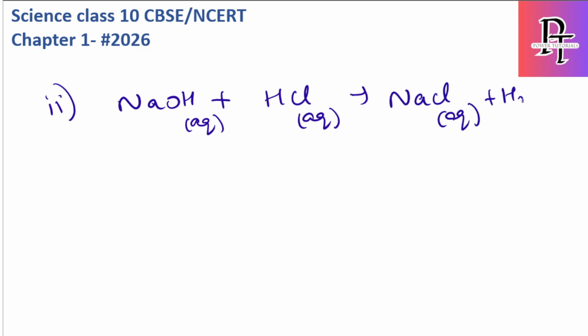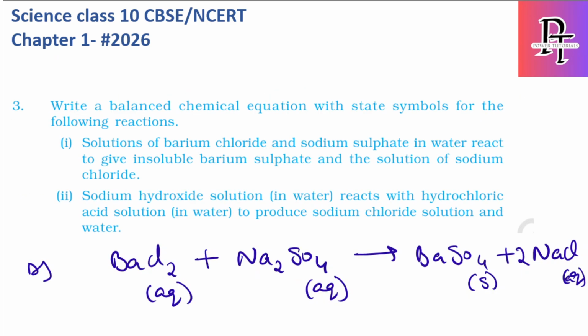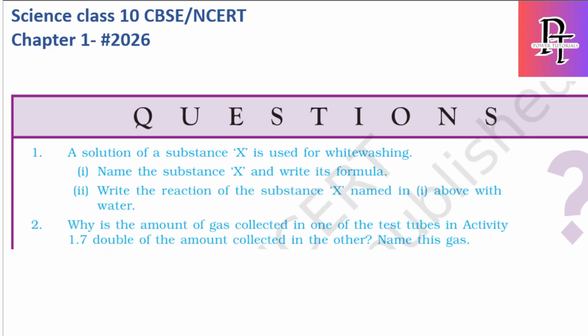Sodium chloride is aqueous and water is liquid. What is the difference between aqueous and liquid? I told you in the previous parts. Liquid means pure water. Aqueous means something dissolved in water. Okay, so I need one more H2O. Okay, everything is balanced. Okay, both of these are done. Let's move to the next question.